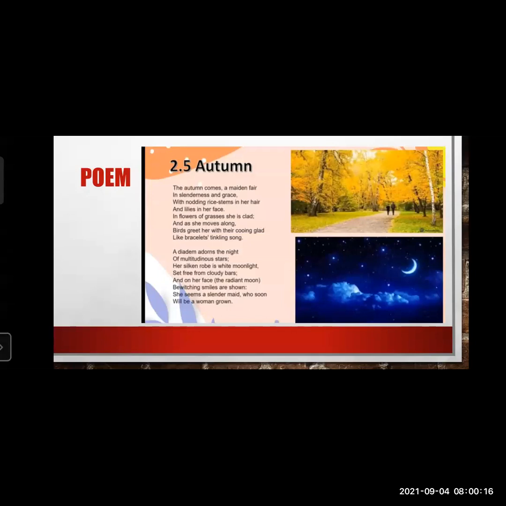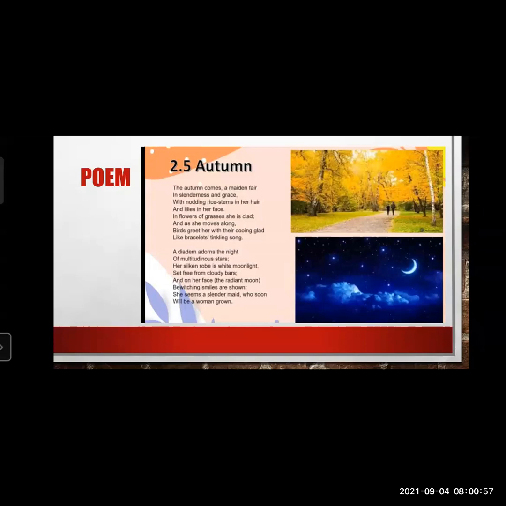The autumn comes a maiden fair in slenderness and grace, with nodding rice streams in her hair and lilies in her face. In flowers of grasses she is clad, and as she moves along, birds greet her with their cooing glad, like a bracelet's tinkling song. A diadem adorns the night of multitudinous stars. Her silken robe is white moonlight set free from cloudy bars, and on her face the radiant moon bewitching smiles are shown. She seems a slender maid who soon will be a woman grown.